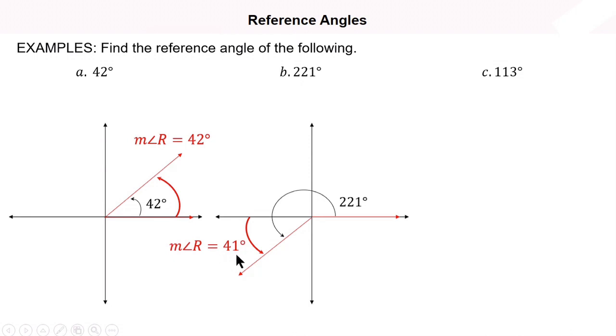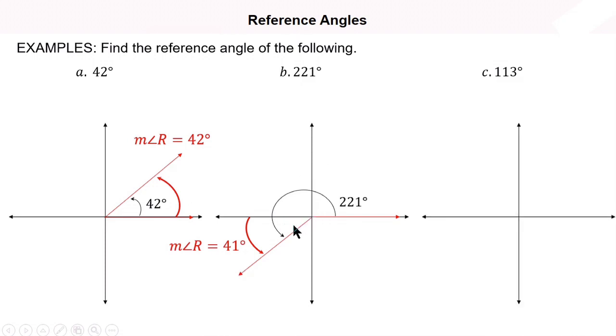Half of 360 is 180 degrees. If this angle is already 180 degrees, how much more do we need to complete 221 degrees? That is 41 degrees. 180 plus 41 is 221 degrees, and 221 minus 180 is 41 degrees.